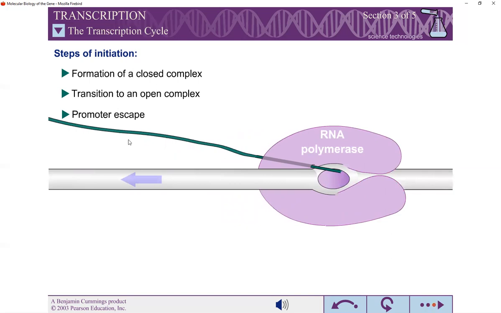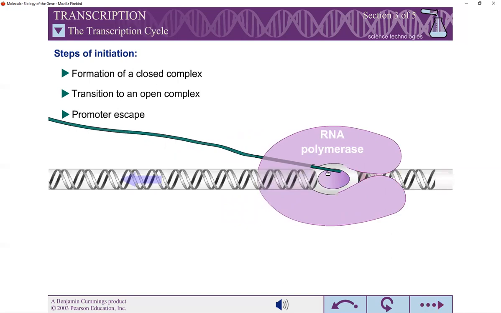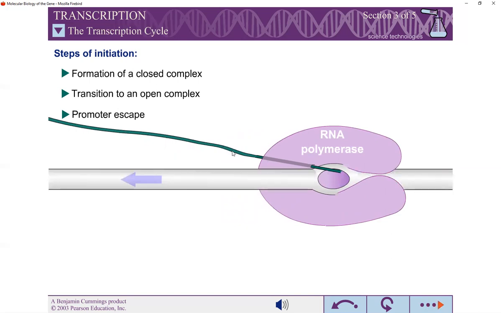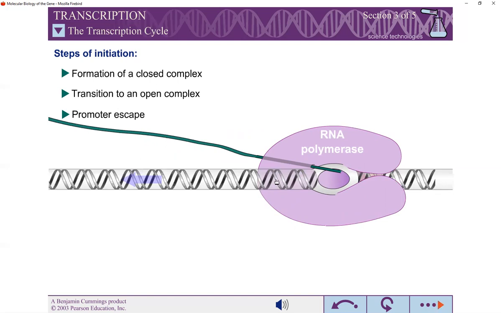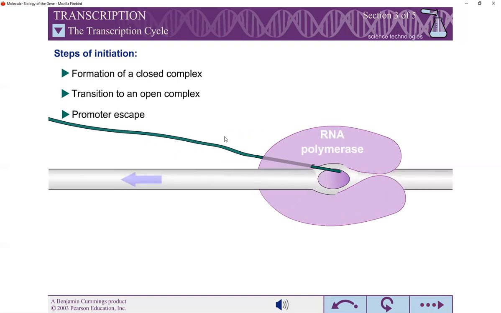Now, this is important. Once the RNA polymerase moves beyond abortive initiation, beyond the synthesis of those 10 nucleotides, and the chains are no longer being aborted, the process is commonly referred to as promoter escape. So now the promoter has escaped, and the RNA polymerase is going to move forward.